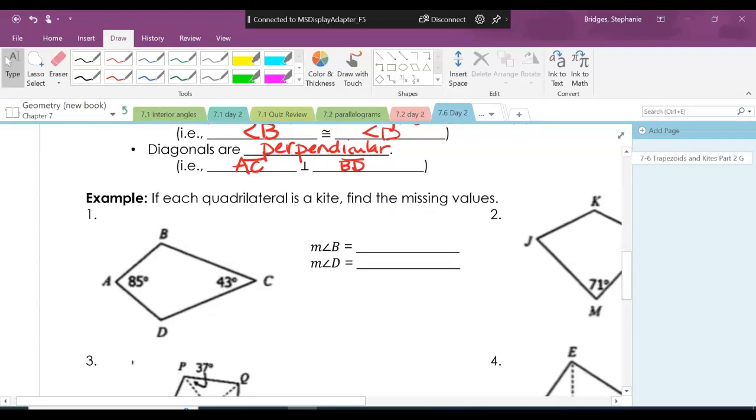I have my kite. It's even in the same direction as the original picture. It gives me the measure of angle A is 85 and the measure of angle C is 43. We just talked about one of the properties being that one pair of angles are congruent. Does it look like angle A and angle C are congruent? No. So which ones would have to be congruent? B and D. So in order to find those other angles, the very first thing we want to do is add up the two angles that were given, 85 and 43.